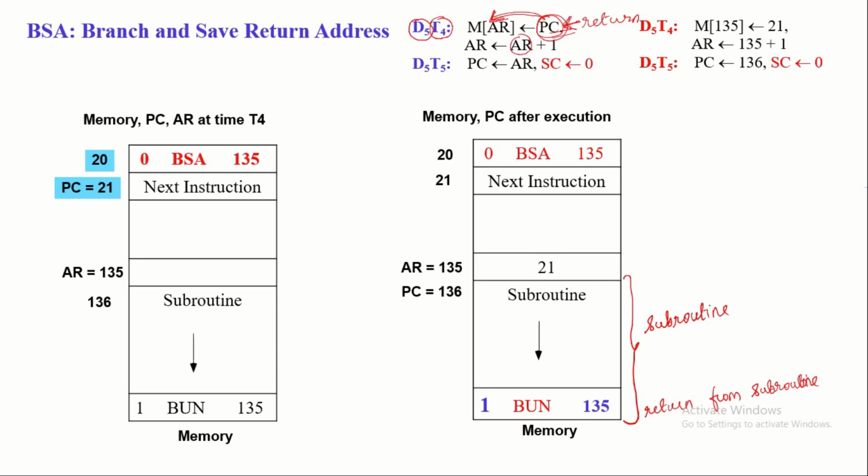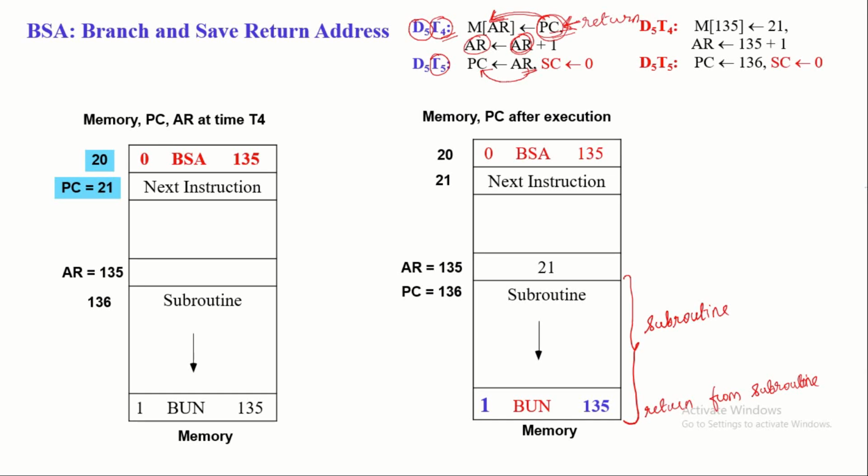In the same clock cycle, during the timing signal T4, the address register content also needs to be incremented. That incremented value of the address register is the address of the first instruction in the subroutine. That incremented value of the address register needs to be transferred to the program counter register during the timing signal T5. So, from the next clock cycle onwards, the instructions in the subroutine can be executed sequentially until the return statement of the instruction is met.